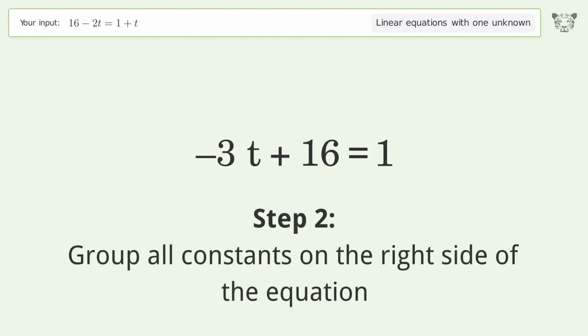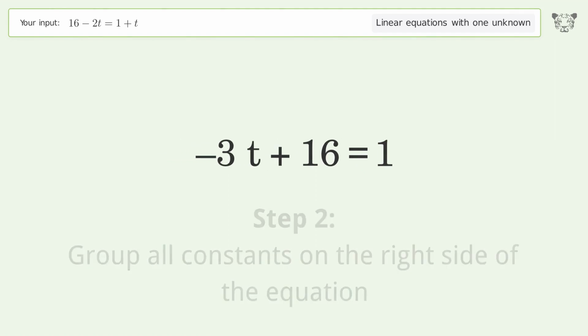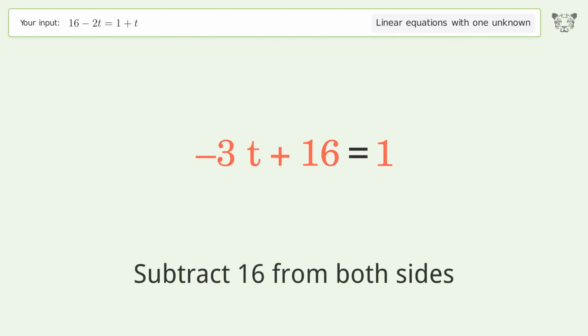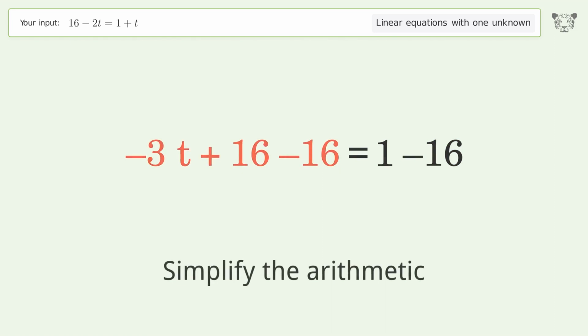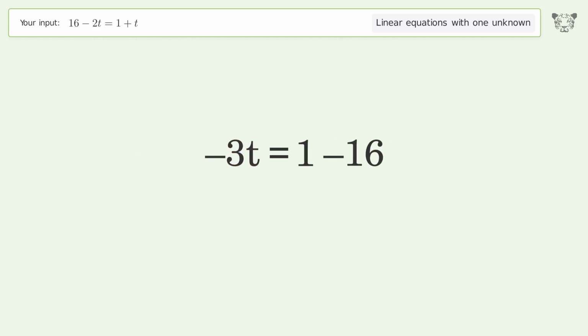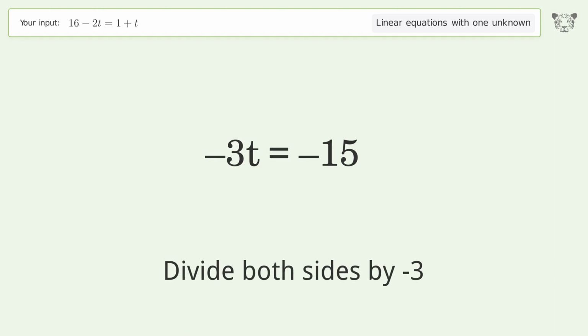Group all constants on the right side of the equation. Subtract 16 from both sides. Simplify the arithmetic. Isolate the t. Divide both sides by -3.